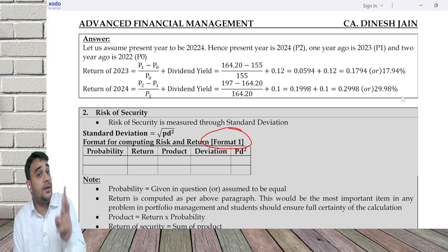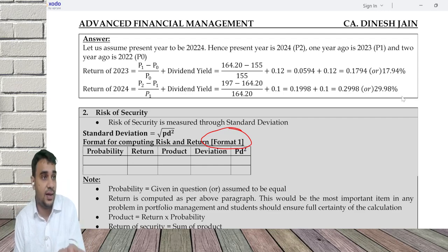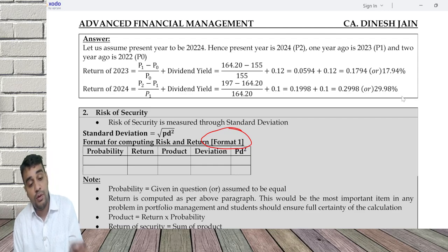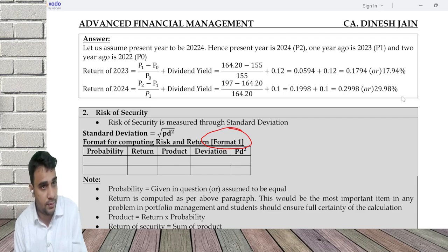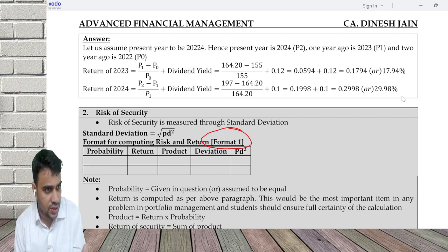If you write return and probability correctly, then technically unless you do a calculation error, you cannot make a mistake. So logically speaking, the moment I write return and probability correctly, the problem is over. Because the balance is in Excel, I'll just put a formula and the answer will come automatically. Obviously in your calculator also it's an automatic answer, but calculation errors happen.